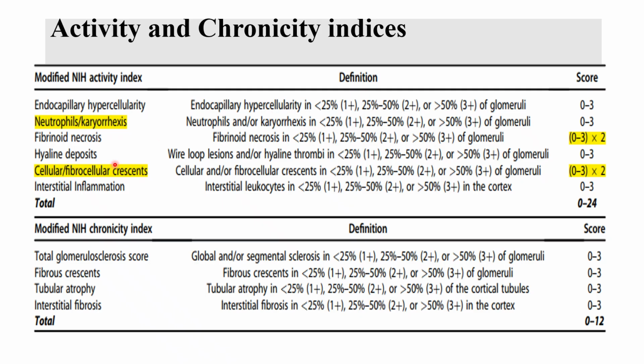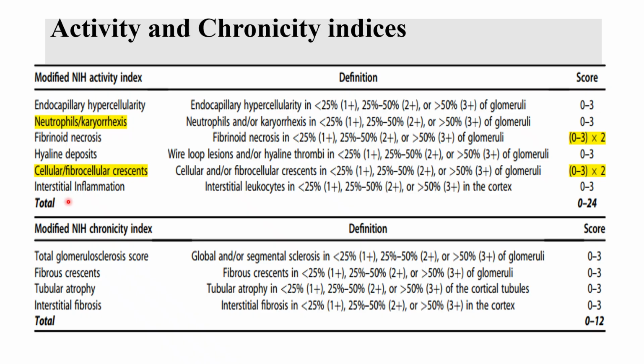Now we will see the hyaline deposits. There can be wire loop lesions or hyaline thrombi in less than 25, 25 to 50, more than 50% of the glomeruli. We will check for the cellular and fibrocellular crescent. If there is cellular and or fibrocellular crescent in less than 25%, score 1 plus, 25 to 50 is 2 plus, more than 50 is 3 plus.